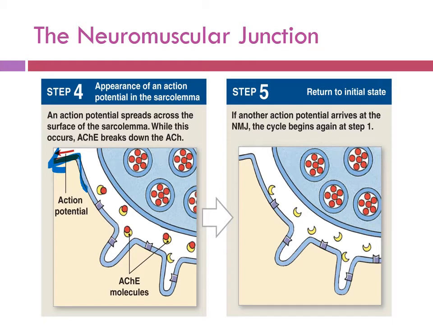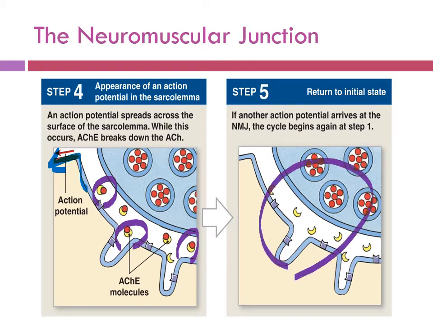In this picture over here, you can see these little yellow moons are the acetylcholine esterase, which is in there cleaning up the additional acetylcholine. Once this second action potential occurs, we go back to neutral, sort of normal, and nothing is happening at that neuromuscular junction until you have another action potential that comes in.